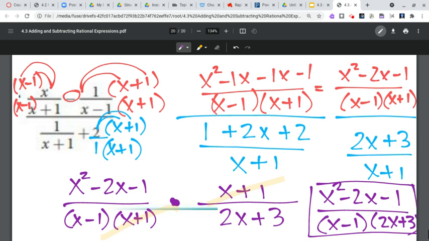Hopefully this helps. One of the benefits of watching the video lesson is that you can pause, you can rewind, or you can fast forward, okay? These were all excellent examples to help you with the skill of adding and subtracting rational expressions.